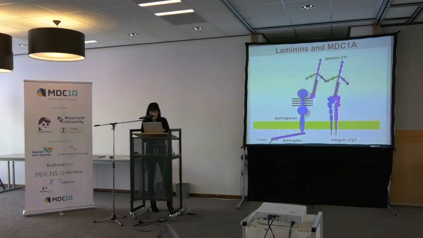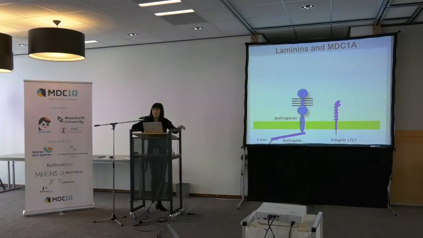So in MDC1A then, what happens is that laminin 211 is missing because there are mutations in the alpha-2 chain. That in turn leads to a secondary reduction of one of the receptors, the integrin receptors. In muscle there's an integrin receptor called integrin alpha-7 beta-1, and it's the alpha-7 subunit that is secondarily reduced.